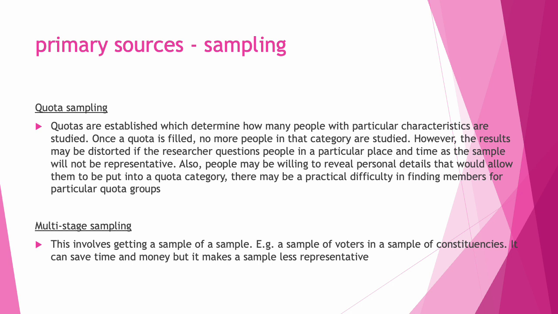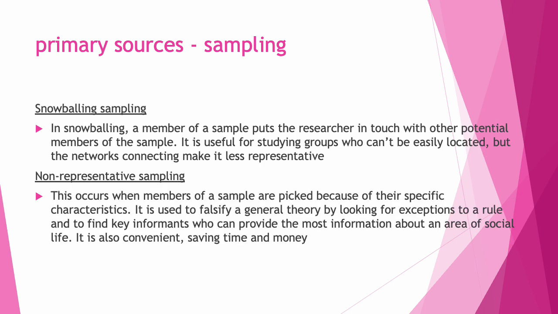In multi-stage sampling, this involves getting a sample of a sample. For example, a sample of voters in a sample of constituencies. It can save time and money, but it makes the sample less representative. In snowballing, a member of a sample puts the researcher in touch with other potential members of the sample. It's useful for studying groups who can't be easily located, but the networks connecting them make it less representative.